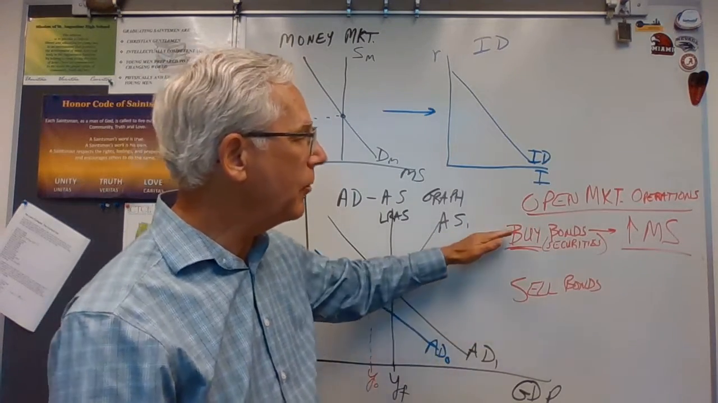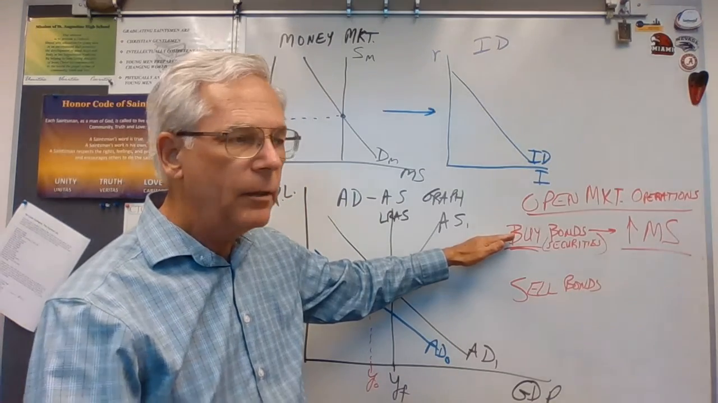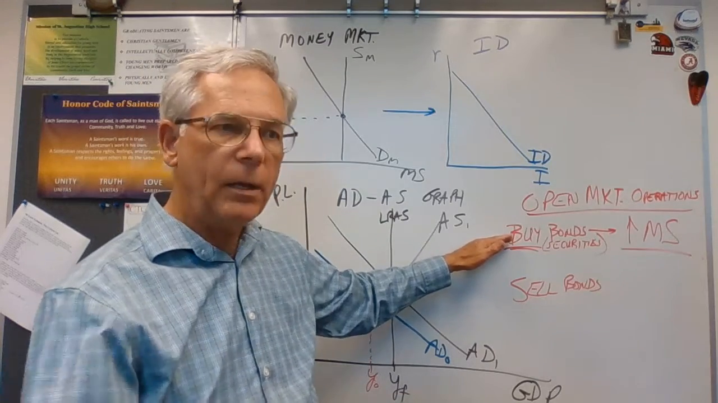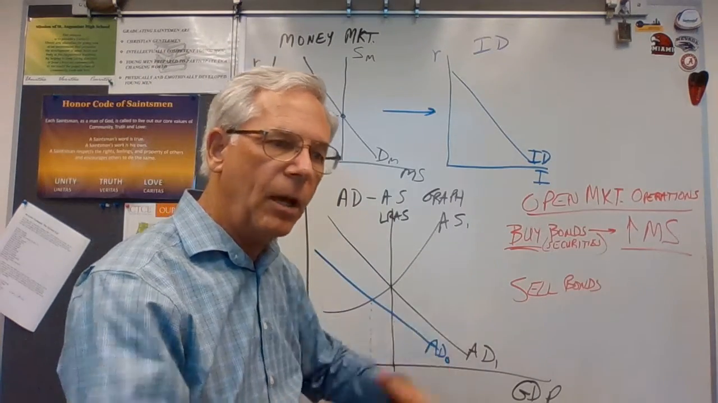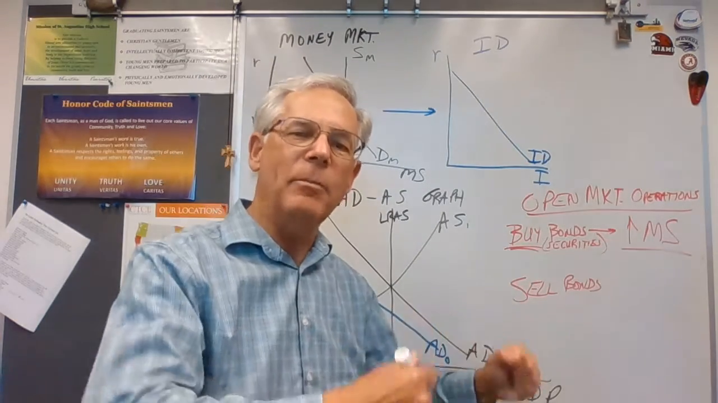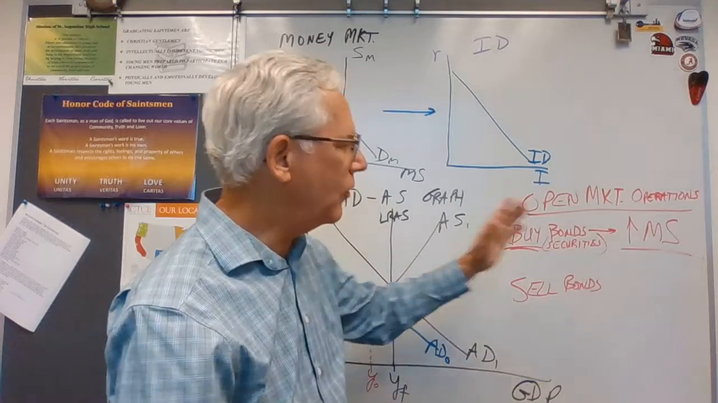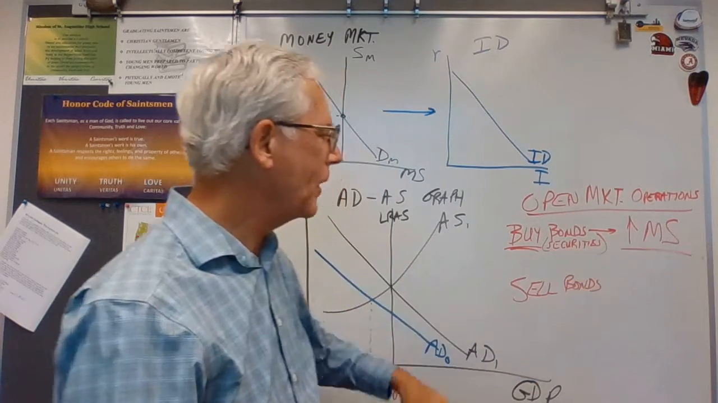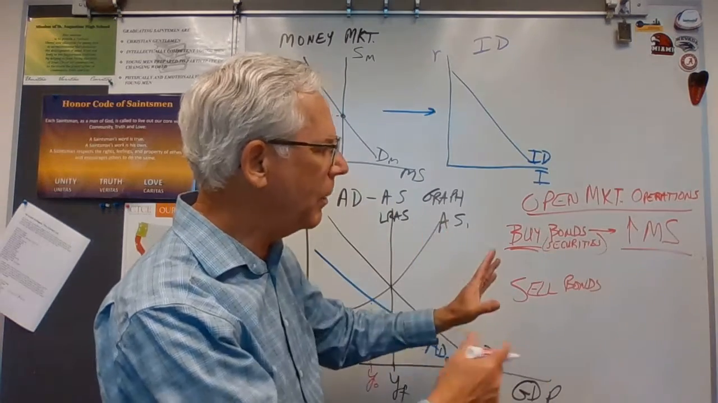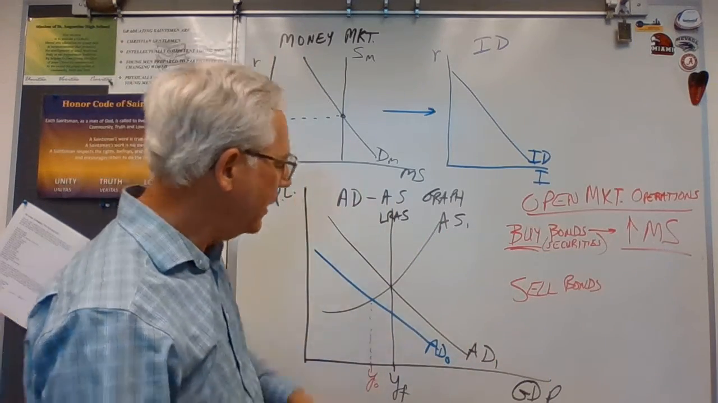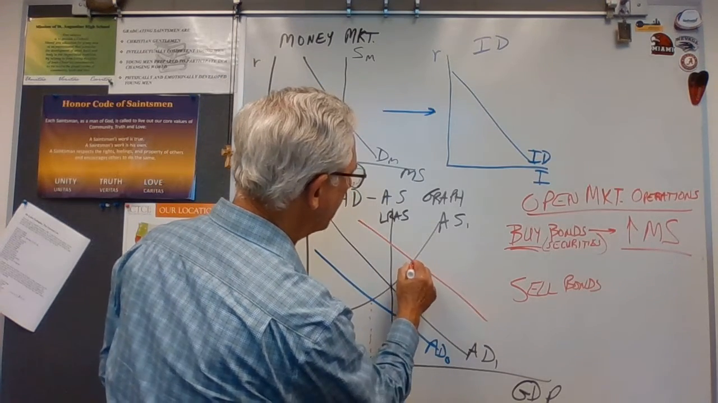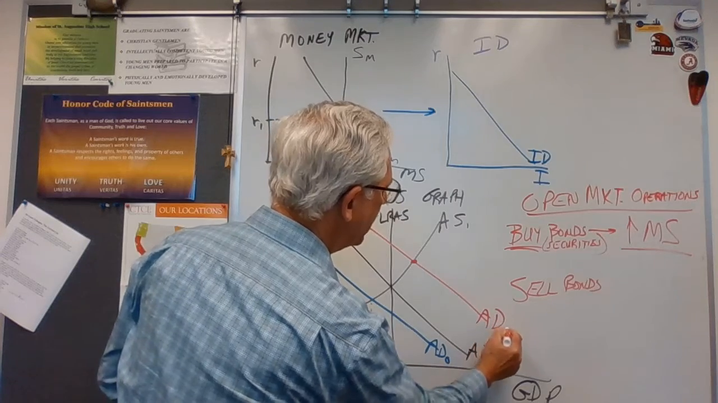Now, what if they buy the bond from a private individual or a corporation? They either buy it from Microsoft or they buy it directly from Bill Gates himself. Well, Microsoft or Bill Gates is going to deposit the cash the Fed gives them for the bond into their bank, and it becomes excess reserves, which expands the money supply. So whether they buy the bond from a bank or from an individual or a corporation, it expands the money supply.